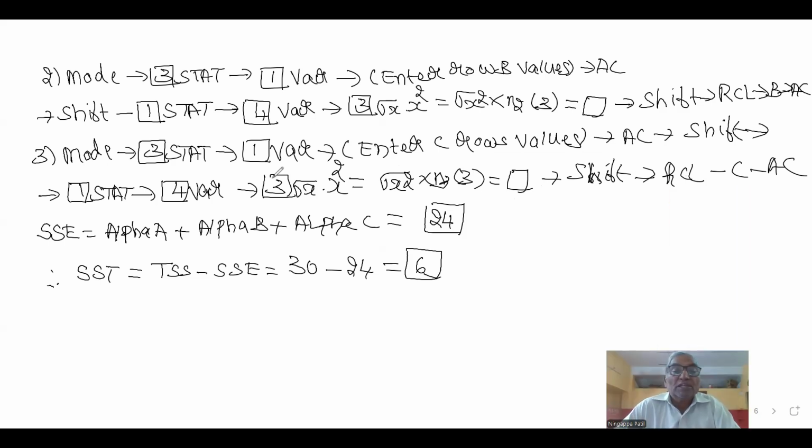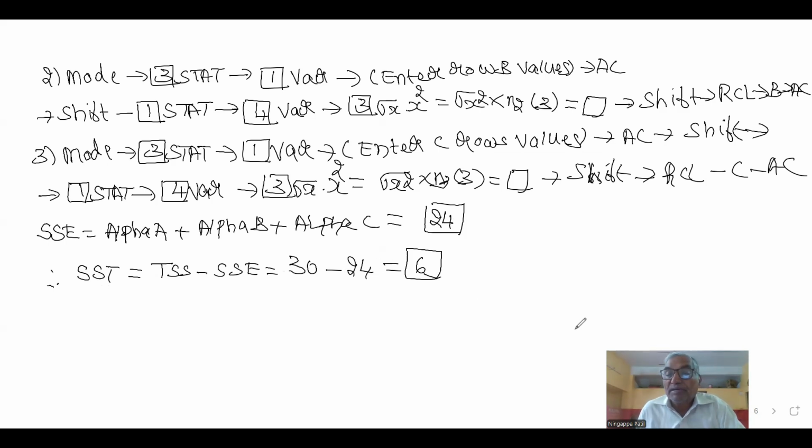Look here, store this value in the letter C. Now see, you stored all the values: the variance of A in letter A, the variance of B in letter B, and the variance of C in letter C. Total variance, SSE, equal to total variance, means alpha A plus alpha B plus alpha C, press equal to, and you get 24. Then you get SSE and TSS, and SST equals TSS minus SSE: 30 minus 24 equals 6.